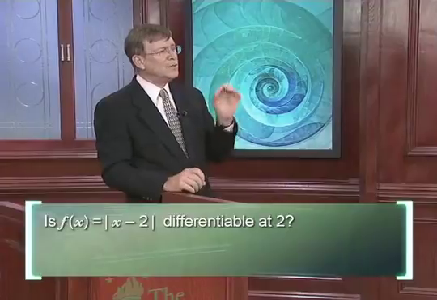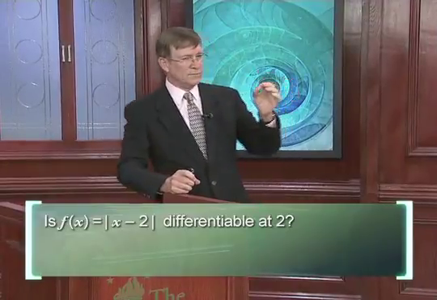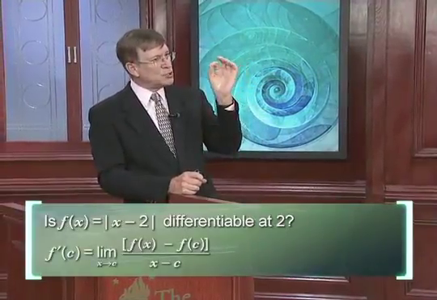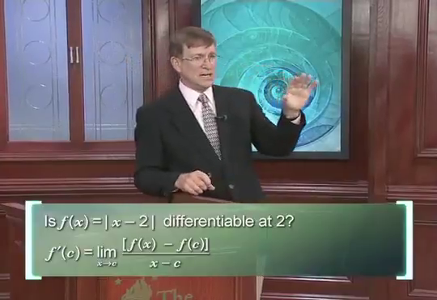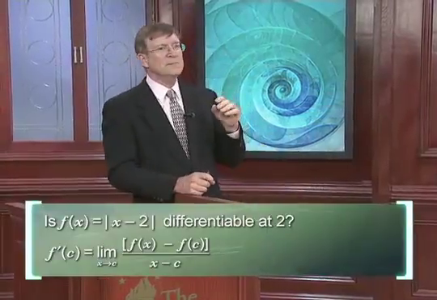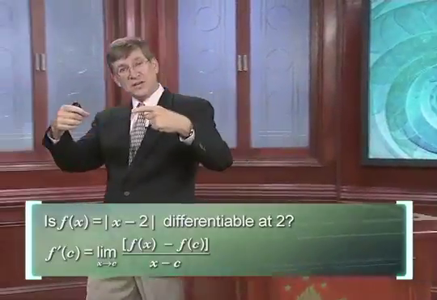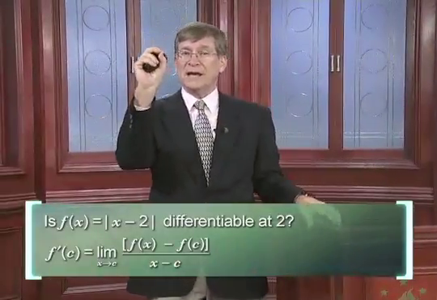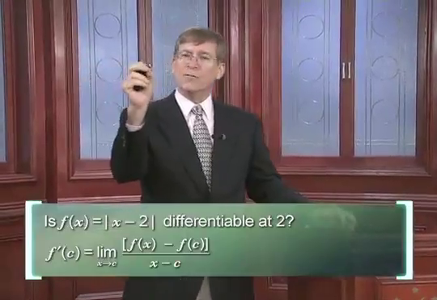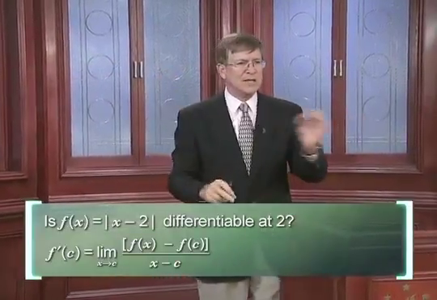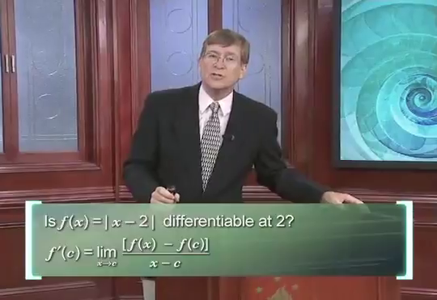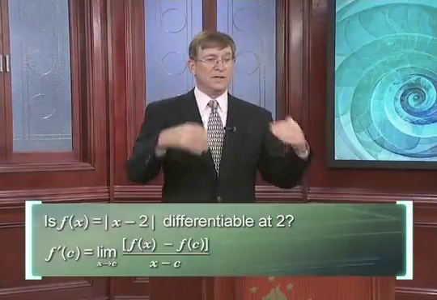So I'm going to use one of the definitions of derivative. f prime at 2, which is f prime at c, that's our definition, is the limit of the change in the y values divided by the change in the x values. So it'll be f of x minus f of c over x minus c, and we take that limit as x approaches c. So let's fill in the characters.